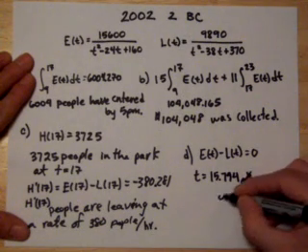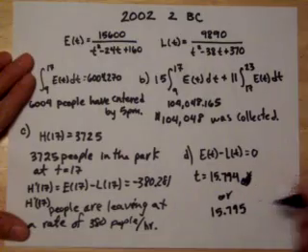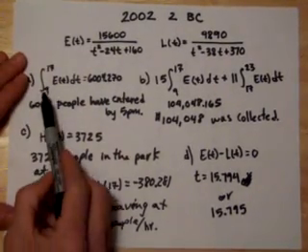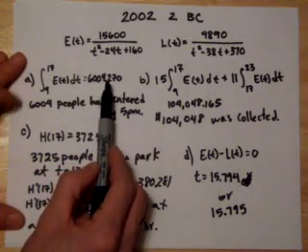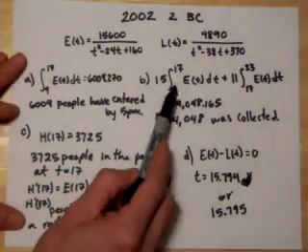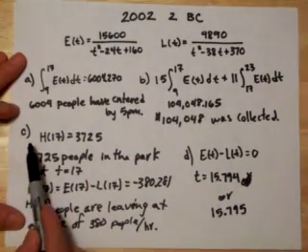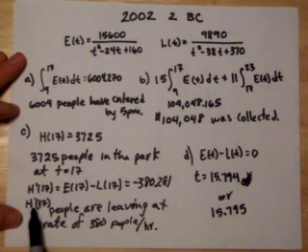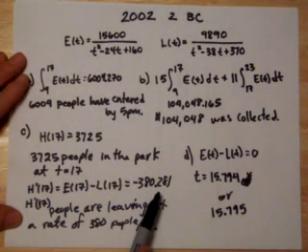or 15.795. Points on this problem: 3 points for A, 1 point for the limits, 1 for the integrand, 1 for the answer. B, 1 point for this setup. C, 3 points, 1 for the value of H prime of 17, which is negative 380.281.